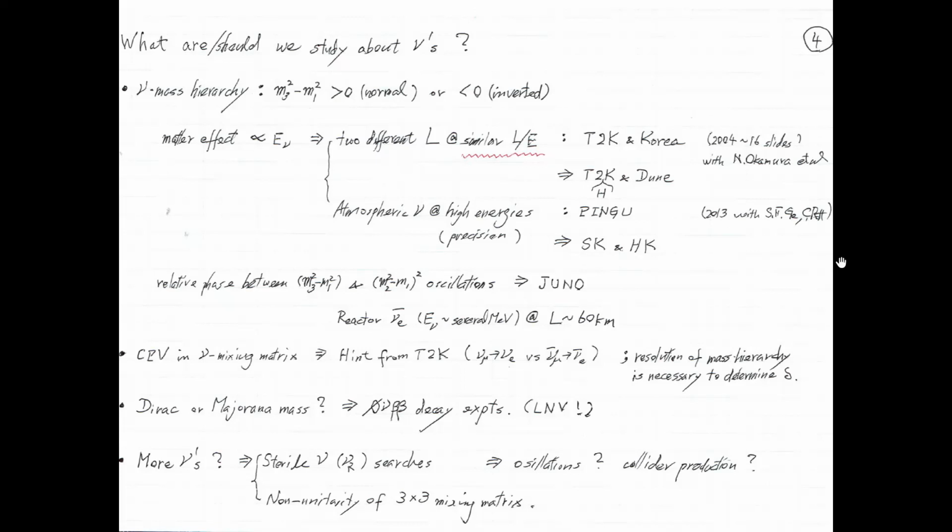And then there's a completely different idea that we don't need matter effects, because the oscillation phases of M3 square minus M1 square and M2 square minus M1 square interfere in the opposite way if we see small oscillations around the big oscillations. This is the one which survived and is now being pursued by the JUNO experiment. Let me explain a little bit.